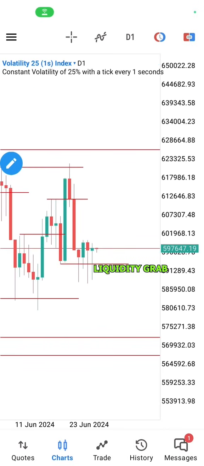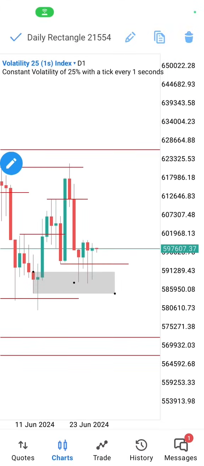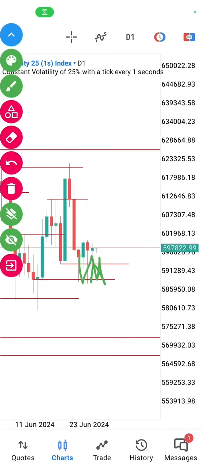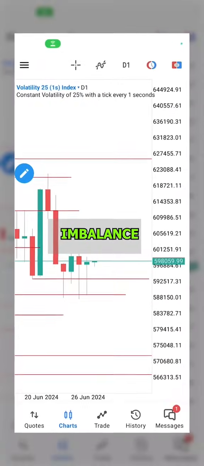It didn't break structure. It grabbed liquidity below that low, hit the daily order block properly this time, like the body, and it also respected the rejection block. So now what it has to do is shoot up. Right now it's rejecting off of the daily order block, and it has to shoot up to the imbalance.